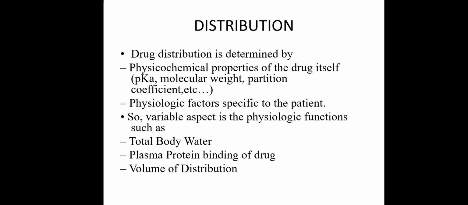Then, distribution. Drug distribution is determined by the physicochemical properties of the drug, such as its pKa, molecular weight and partition coefficient, and by physiological factors specific to the patient, such as total body water, plasma protein binding of the drug and volume of distribution.